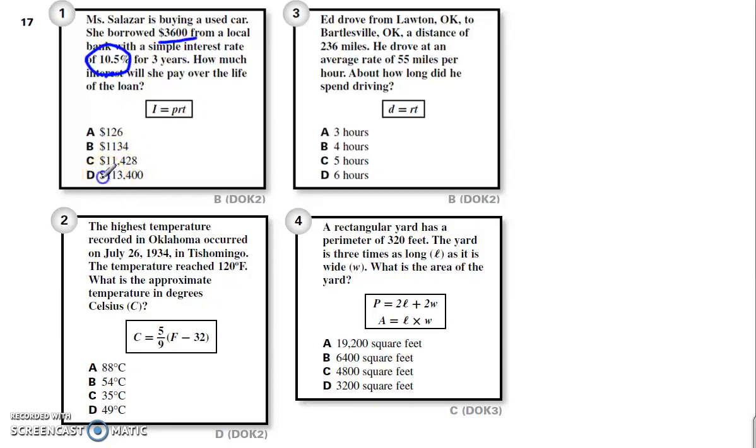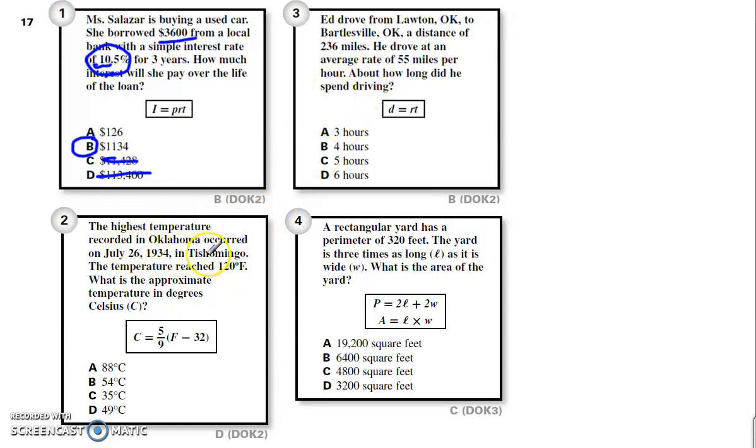Okay, so it's definitely not going to be $113,000 in interest for 3 years. It's also not going to be $11,000 in 3 years. That's not reasonable. So remember to move your decimal 2 places. You're calculating with 0.105. Okay, so B is the answer.